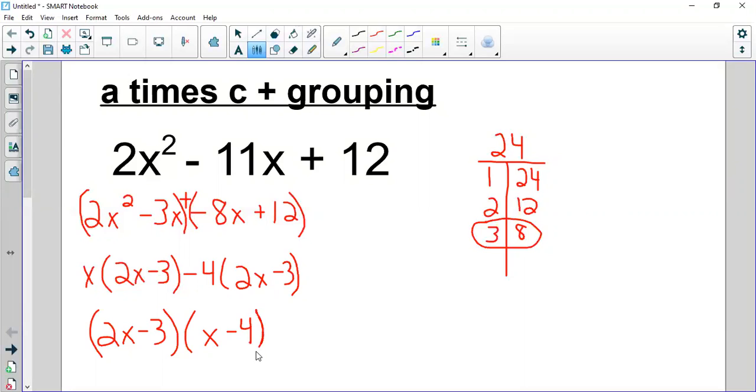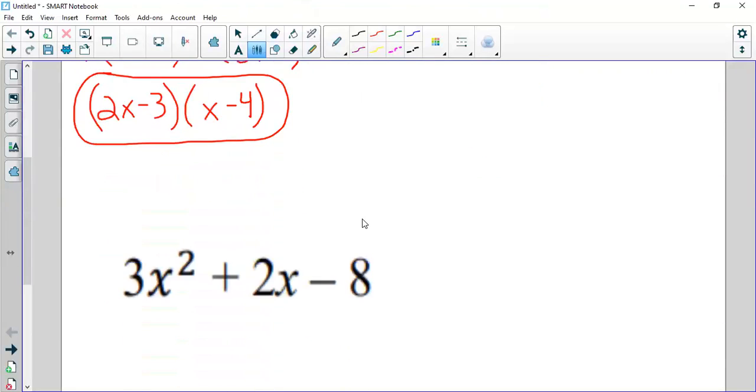You can always check by FOILing if you want. 2x times x is 2x squared. 2x times negative 4 is negative 8x. And then negative 3 times x is negative 3x. That makes it negative 11x total. All right. And negative 3 times negative 4 is positive 12. Here's my final answer. Just be careful when we do factor by grouping, when that third term is a negative, make sure you group the negative with that term. Okay?